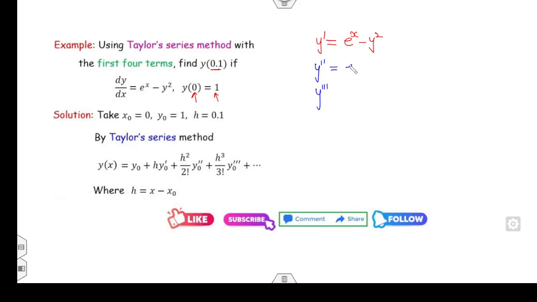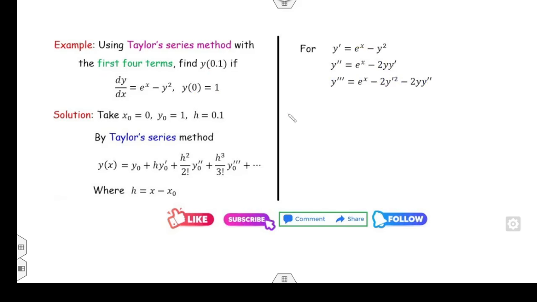So can you find the derivative? It's 2e^x plus 2y into y prime. Can you find the next derivative? e raised to power x, so it will be y prime squared plus y into y double prime. Fine. These are my derivatives. Now you can calculate these values at the initial point. x0 is 0, y0 is 1.